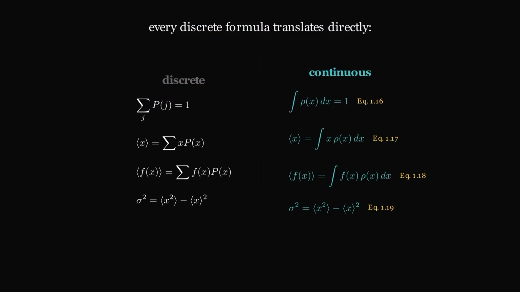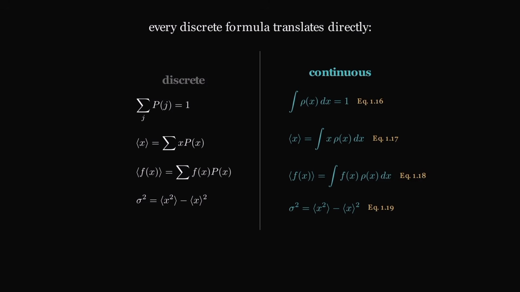Here's the beautiful part. Every formula we built for discrete distributions translates directly: replace every sum with an integral. Normalization: integrate rho of x dx over all space, get 1. Any function's expectation value: integrate f of x times rho of x dx. And variance keeps exactly the same form it always had. Sigma squared equals the average of x squared minus the square of the average of x. Nothing new to derive. The algebra doesn't care whether you started with a sum or an integral.